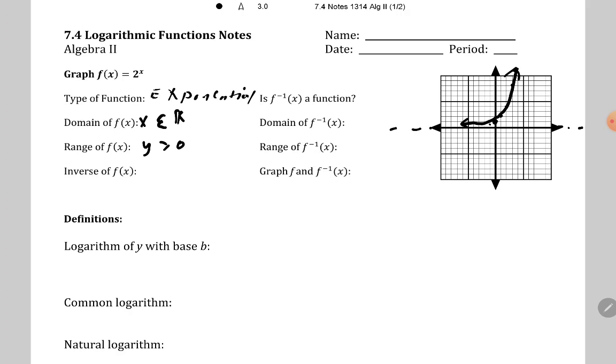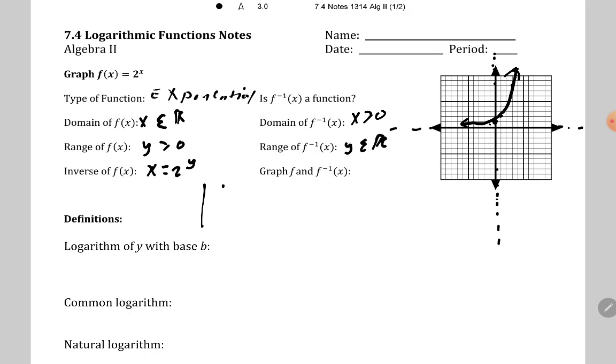So remember, our inverse, all we do is switch x and y. So our inverse is x equals 2 to the y. So what's the domain? Our domain this time is, if we switch things around, that means x is greater than 0, because we'll have a vertical asymptote, and our range, y, is going to belong to all real numbers.